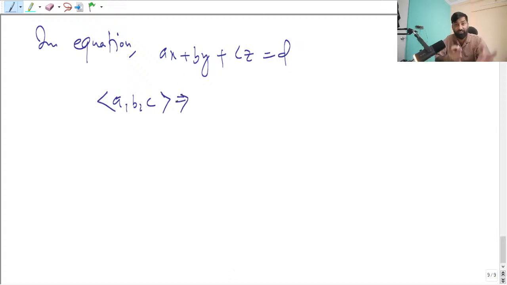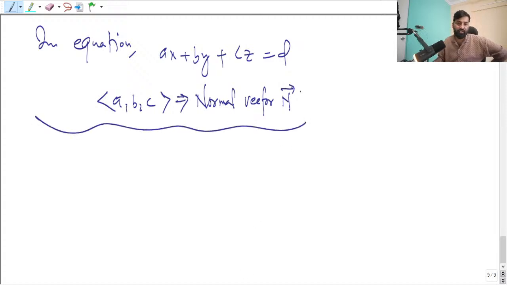If you have been given a plane equation, and they want to know what the normal vector is, you don't have to do anything. You can directly find the normal vector. So this is nothing but the normal vector. How do we find the normal vector? This is how we can find it.